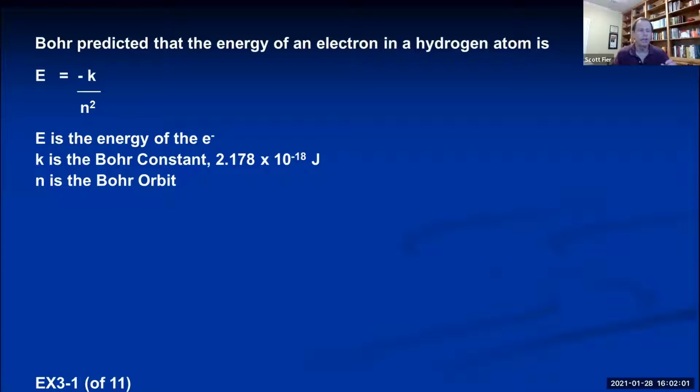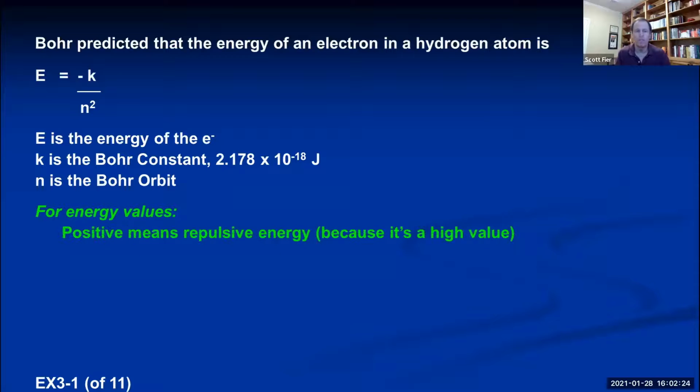Now, the energy you're calculating is a potential energy. And there's actually two types of potential energies. There's a potential energy for attraction, and there's a potential energy for repulsion. So in physics, they wanted a mathematical way to differentiate between attraction and repulsion. And so they've decided to do that with the sign convention. So whenever you're talking about an energy value, the sign is important.